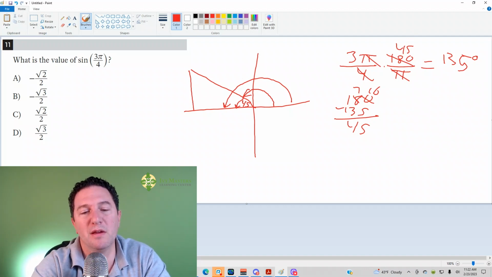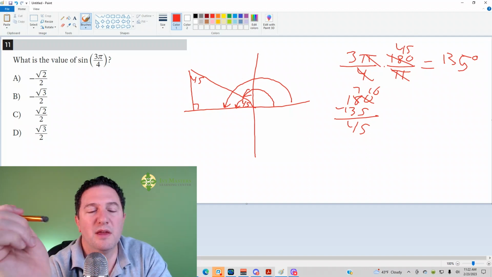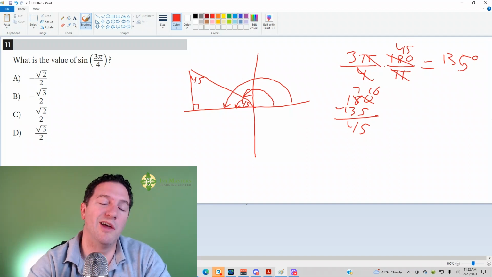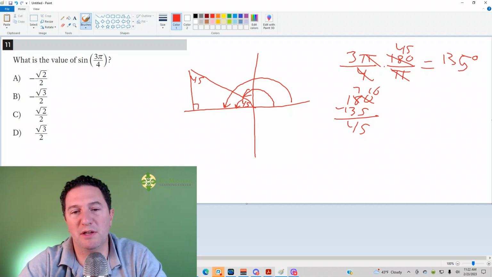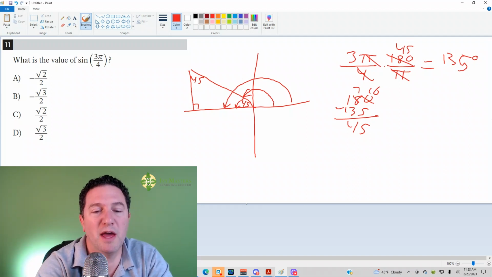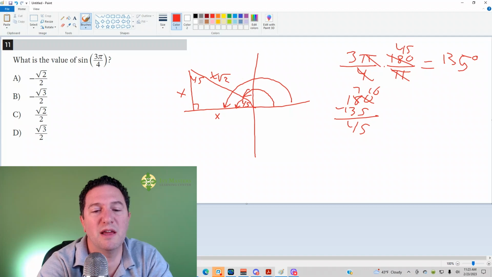Okay, so now we've got a 45-45-90-degree triangle. And you need to know the relationship of the sides of this. You should know it, but if you don't, it's on the first page of the math section. It doesn't matter that this is a section 3 problem. And what you find is that it's x, x, and then x root 2. That's what it will say there.